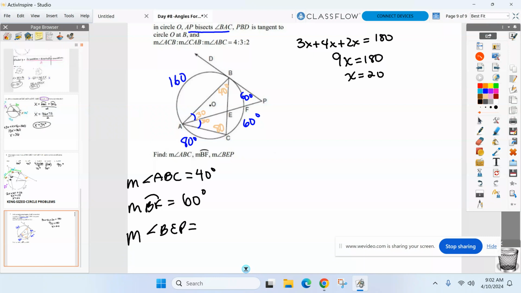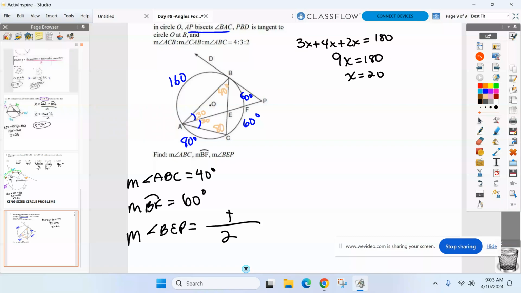All right, kids, BEP, inside or outside? Inside, ready? Is it central? Central angle? No, come on. E is not the center. Is it inscribed? Nope. So it's got to be my good old floater angle. All right, tell me what two arcs I'm going to add up and divide by 2 here.